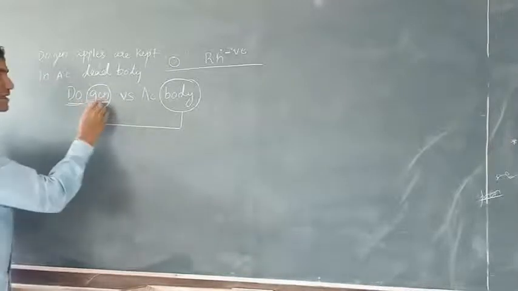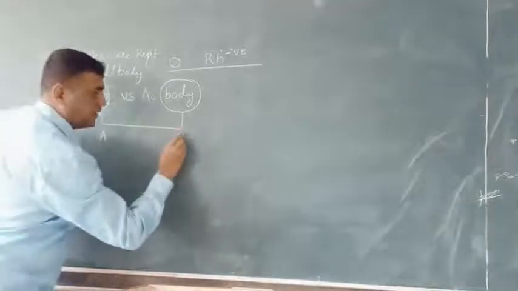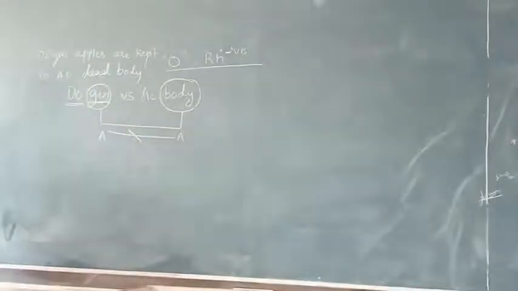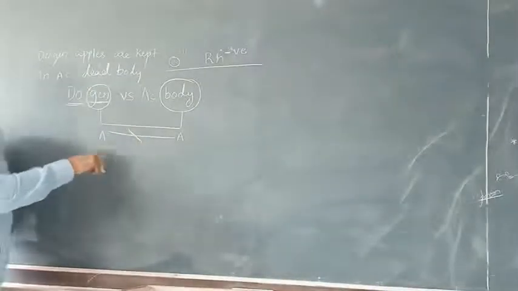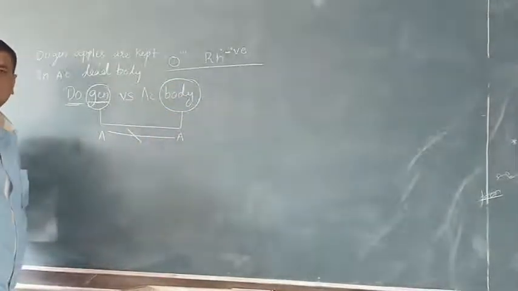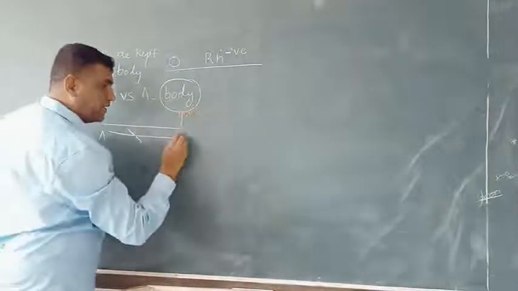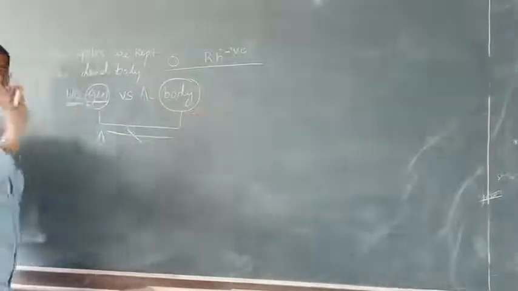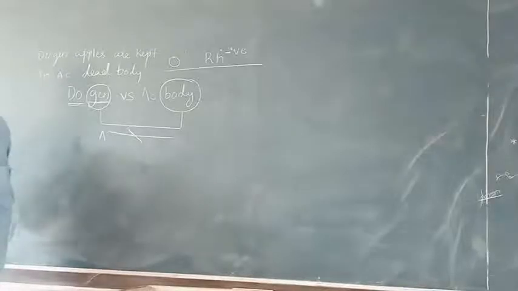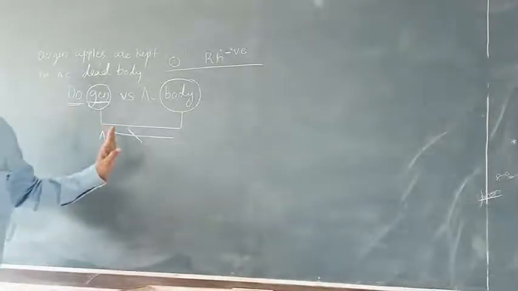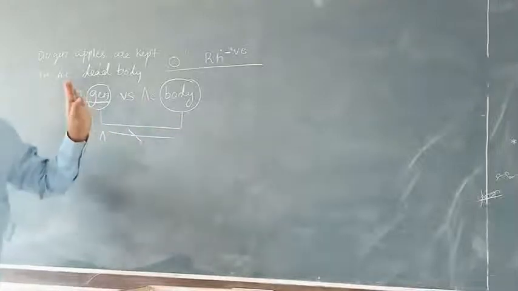Meaning here A, here A, there is a chance of death. Here A antigen and A antibody should not be there. If it is B, no issues. If there are no antigens, no issues. No different antibodies also, no issues.